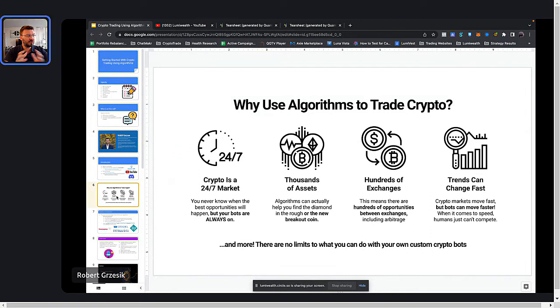So for starters, why would you want to use algorithms to trade crypto? Why not just trade it on your own? Why not just go into your brokerage account, buy some crypto, and do whatever you want to do there? Well, there are many reasons, but here are the top 4 that I have. First of all, crypto is a 24-hour market.